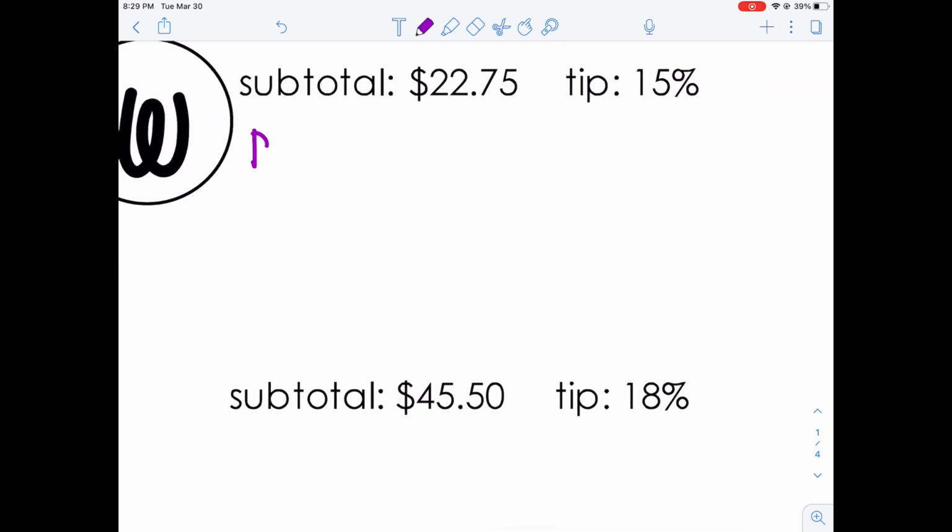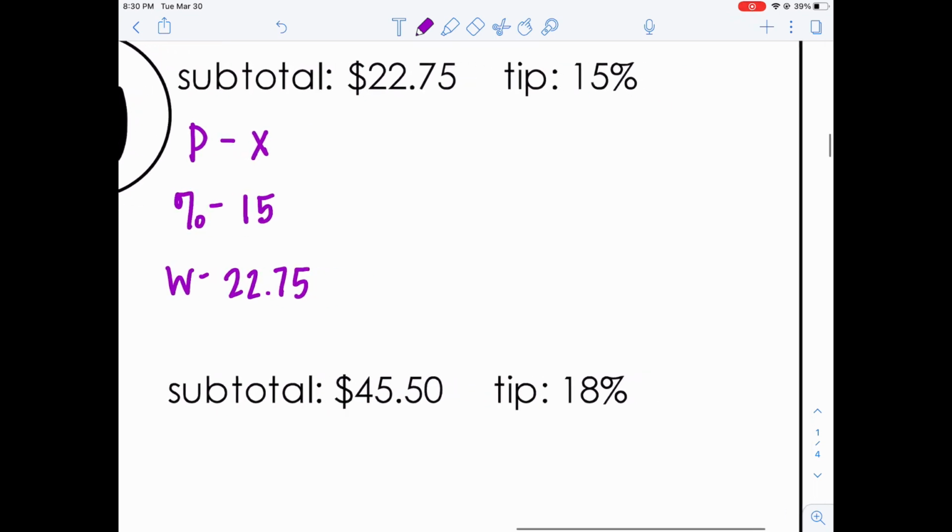Okay, moving on to my next one, part, percent, and whole. Remember, subtotal is $22.75. It's the whole. The percent is 15, and the part is not given, so it is X. Plugging it into my percent proportion, I have X over $22.75 equals the percent, which is 15 over 100.